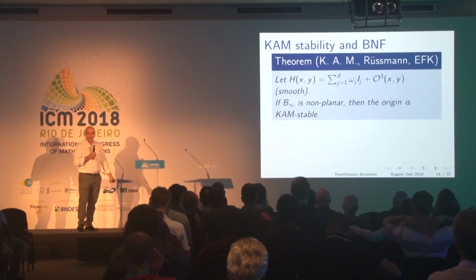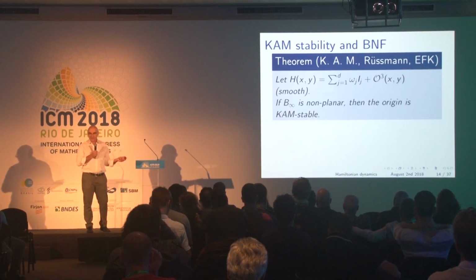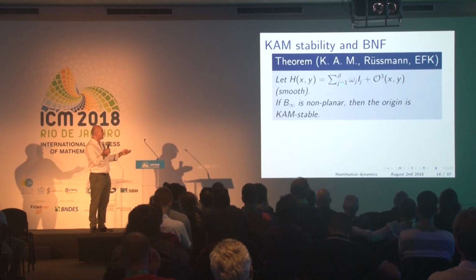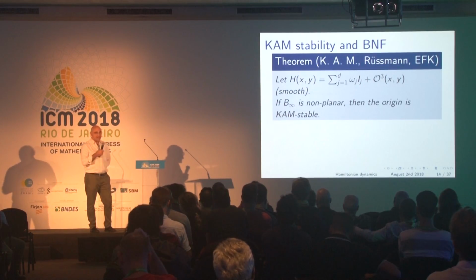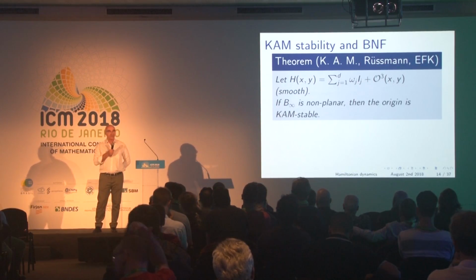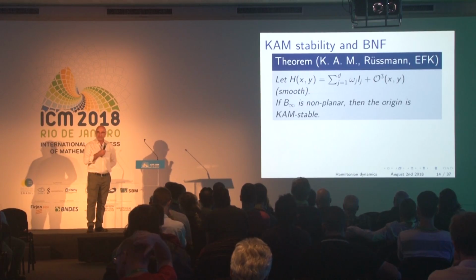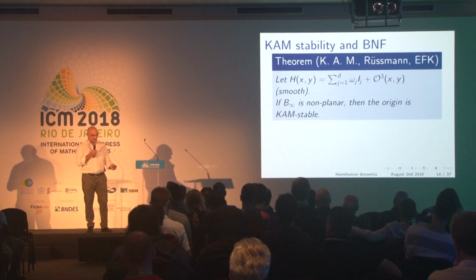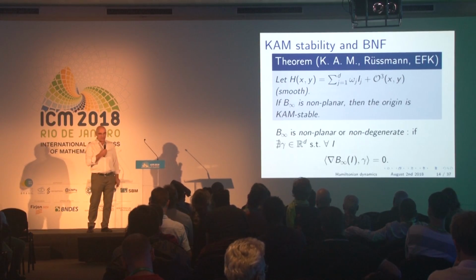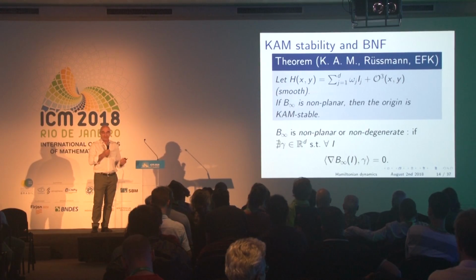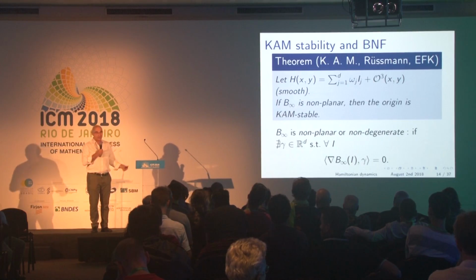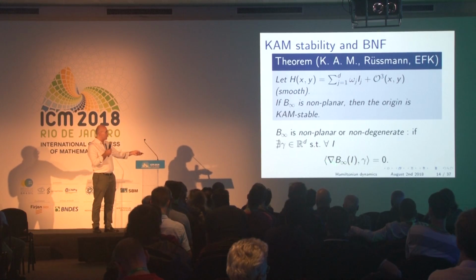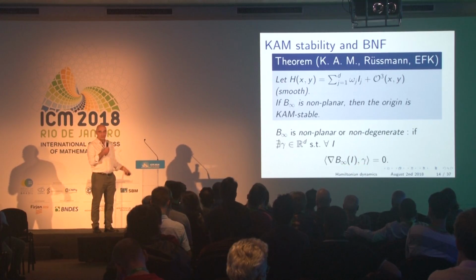So which says basically that, let's consider the case of an elliptic fixed point. If you have a Hamiltonian of this form, let's say that it's smooth, then if the Birkhoff normal form is non-planar, the origin is KAM stable. So this is something that I'm going to say what non-planar means. It means that basically it is non-degenerate in the following sense: there does not exist a vector gamma in R^d, such that for any I, the gradient of B infinity, scalar gamma, is equal to 0.